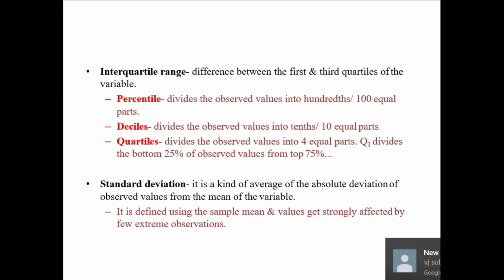Standard deviation is a kind of average of the absolute deviation of observed values from the mean of the variable. So here we can find out how much deviation there is from the mean of the particular variable. It is defined using the sample mean, and its value gets strongly affected by a few extreme observations.